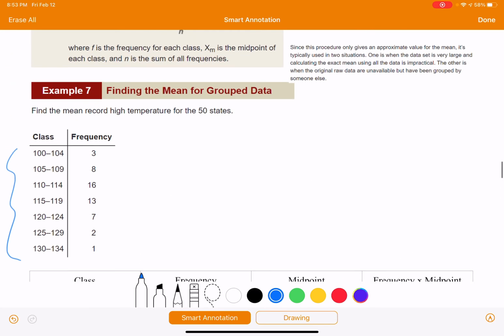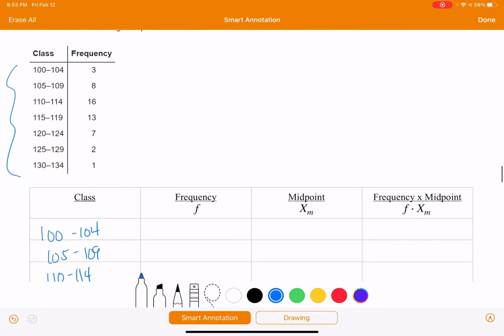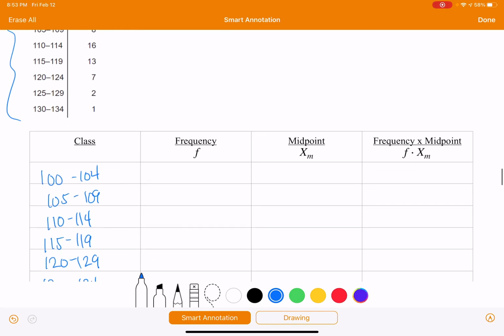So to find the mean of grouped data, the first thing we need to do is take our classes and label our classes. And then we can also write our frequencies down.